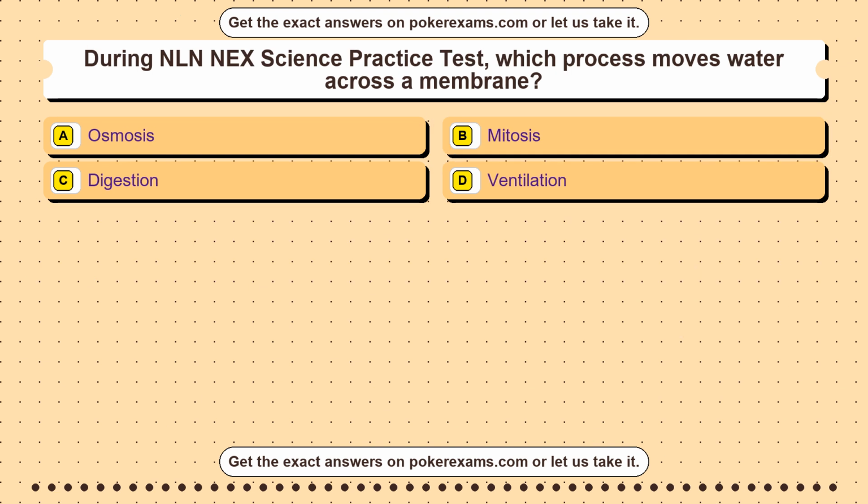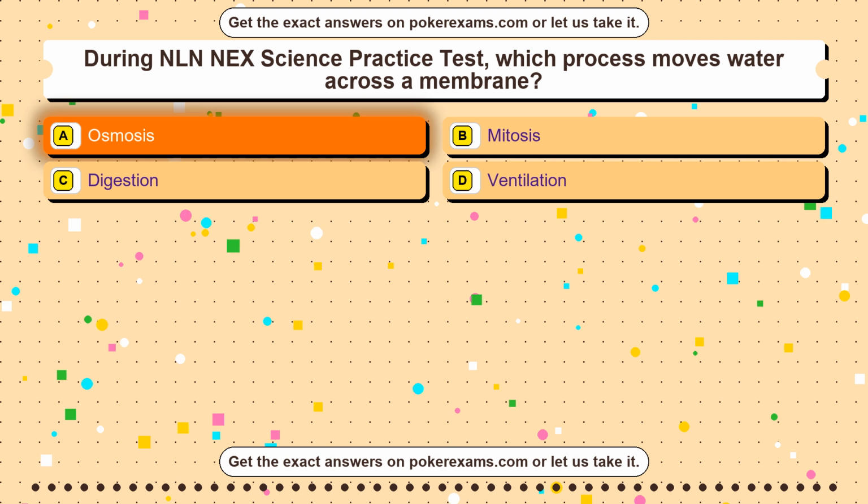Question 21. During GED RLA practice test, which writing choice improves clarity? Option A, use precise evidence. Option B, add unrelated facts. Option C, repeat the same sentence. Option D, ignore the prompt. The correct answer is option A, use precise evidence.